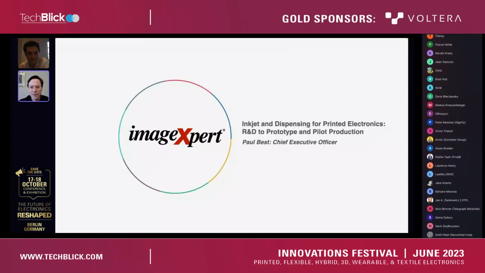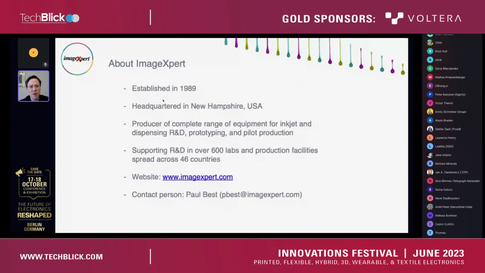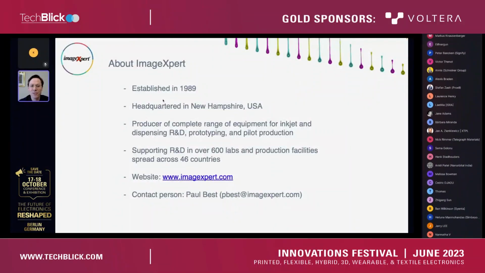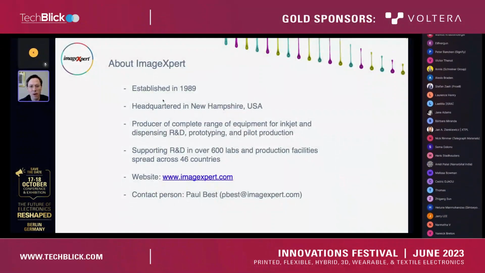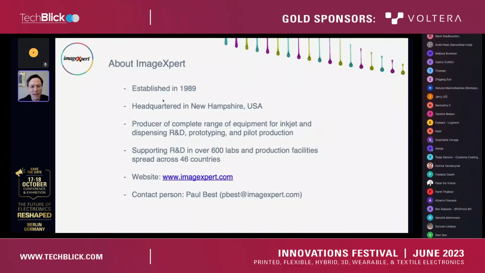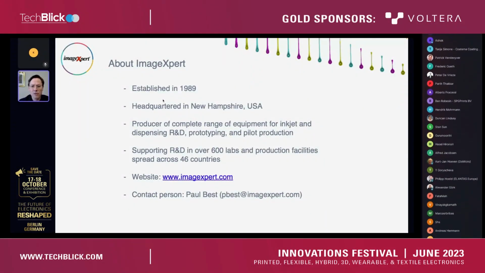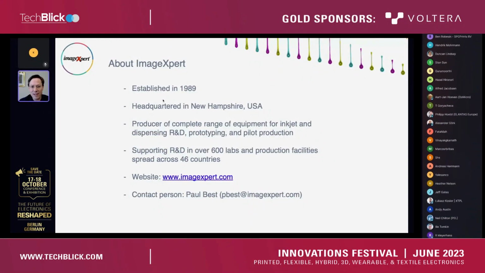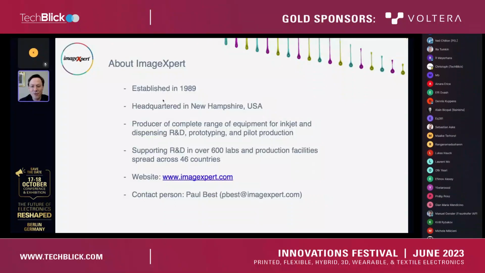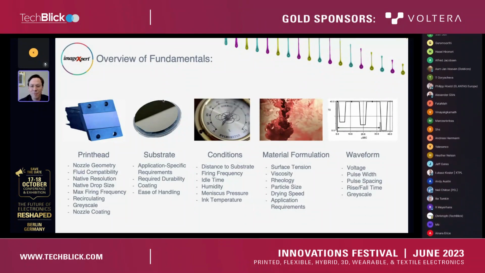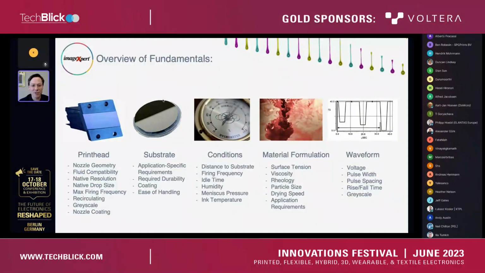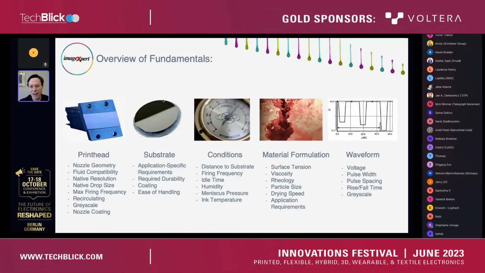Excellent. All right, great. So my name is Paul Best. I'm CEO of ImageXpert. We've been around since 1989, so quite a while now. We have over 600 systems in labs and production facilities around the world, used largely for inkjet and dispensing R&D and development. It's been quite an exciting journey working with all these different companies using inkjet for a wide variety of applications. Some of the most exciting new applications, and probably the fastest growing area, is printed electronics. I'm loving working with so many different new applications for printed electronics.